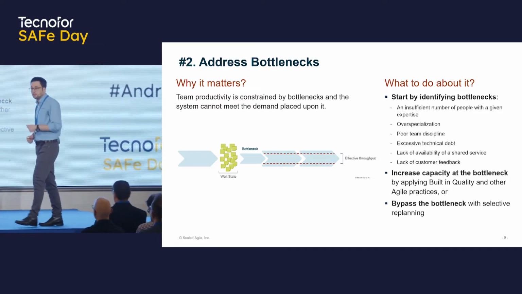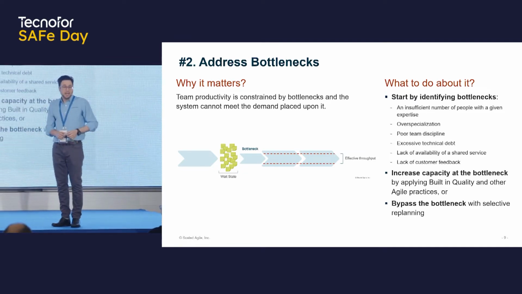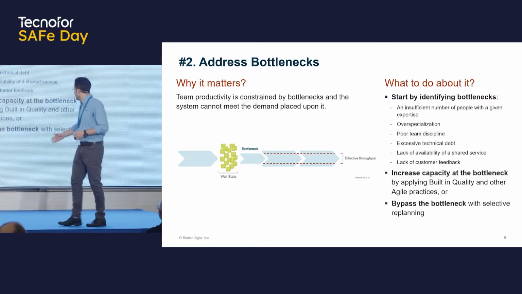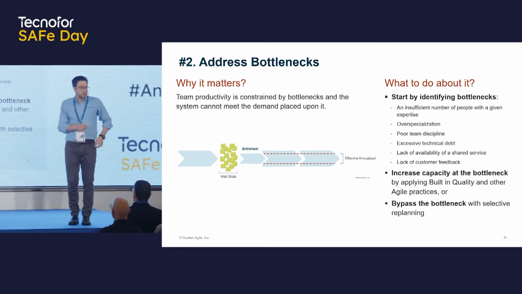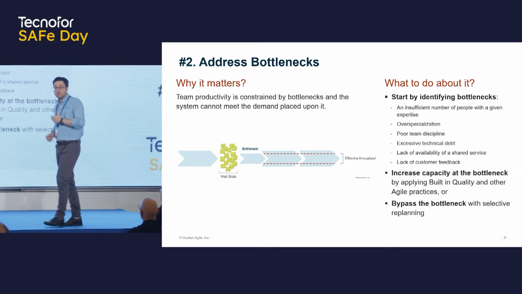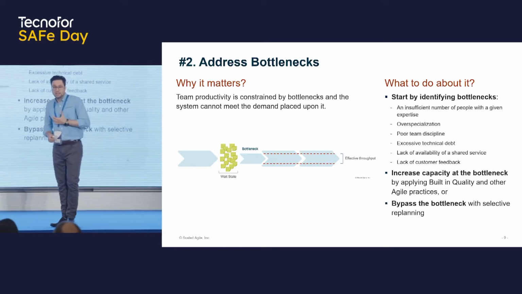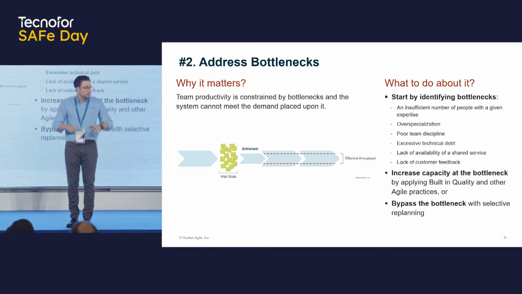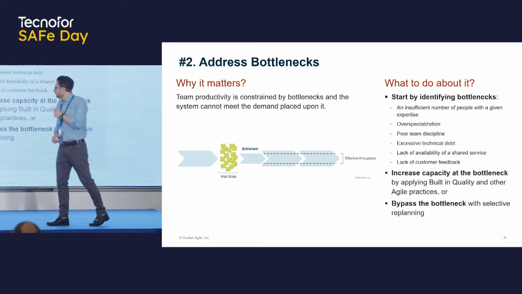How do we develop skills to remove the specialization? How do we build quality into our solutions to make them easier to operate? Or can we bypass the bottleneck? Do we have the ability to replan and resequence the work in such a way that the bottlenecks are spread out and they're not occurring all at once? That's Flow Fundamental 2.